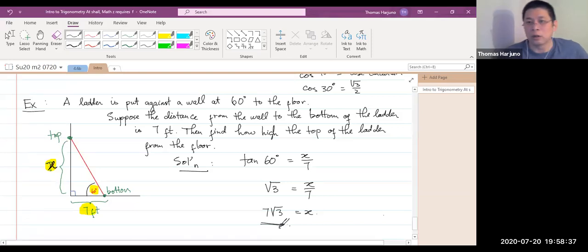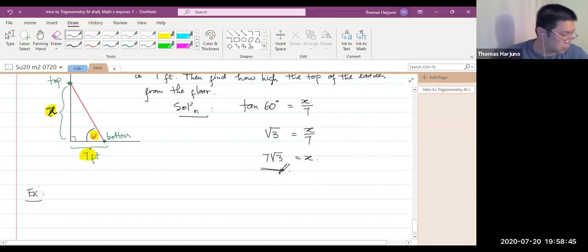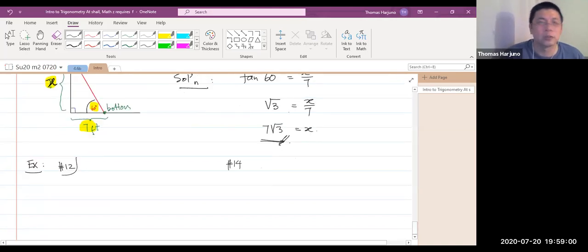Now, we will take a little break. You can try to do some problems from, for example, number 12 and number 14. Let me give you the problems. Number 12 looks like this.